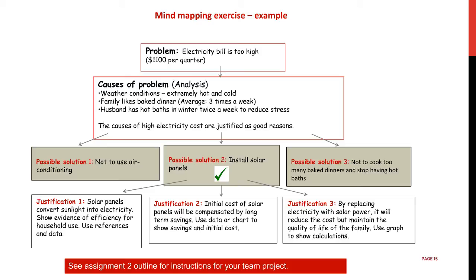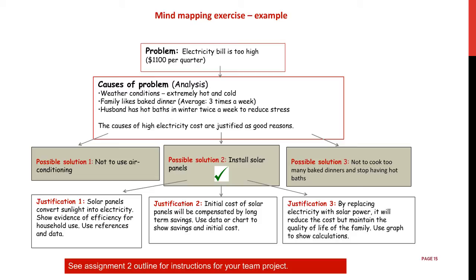Next is to come up with possible solutions. Possible solution 1, not to use air conditioning. Possible solution 2 might be to install solar panels. And possible solution 3, not to cook too many baked dinners and stop having hot baths. Your group decides to choose possible solution 2 since it is the best option. The next step is to come up with justification.